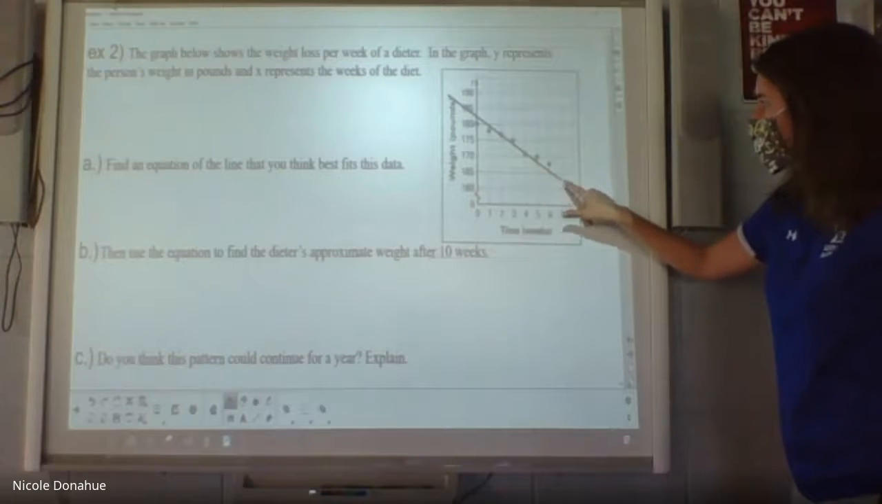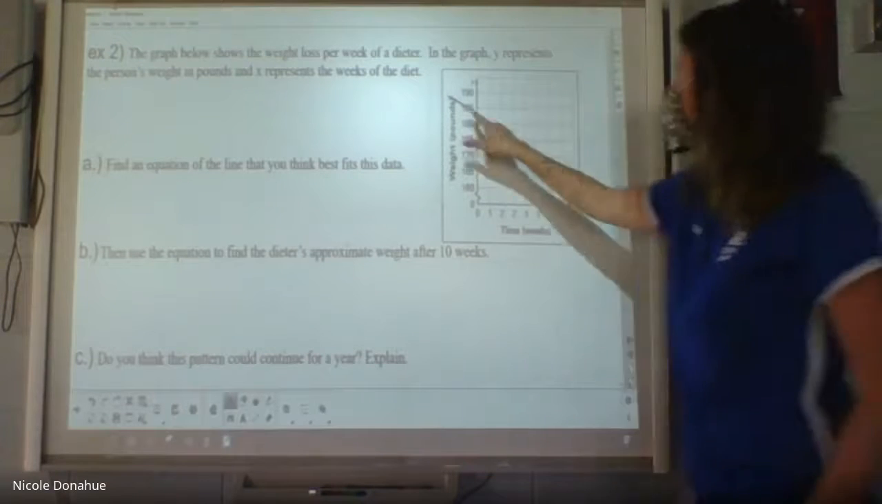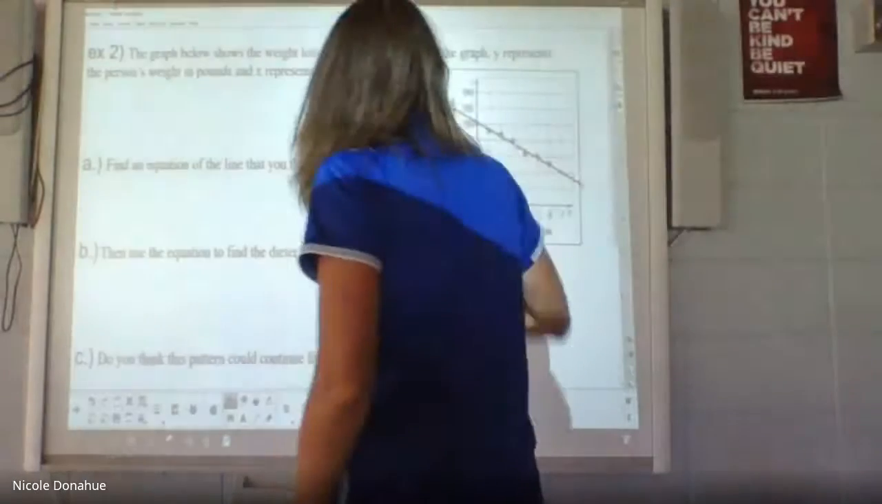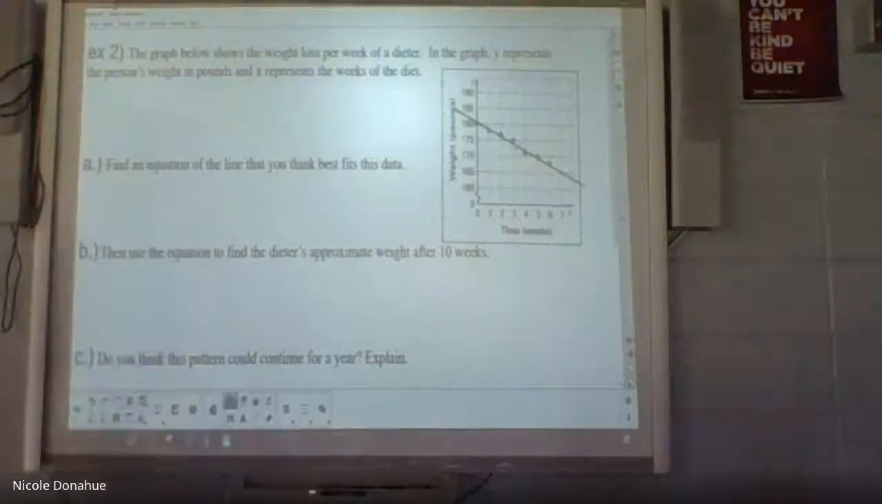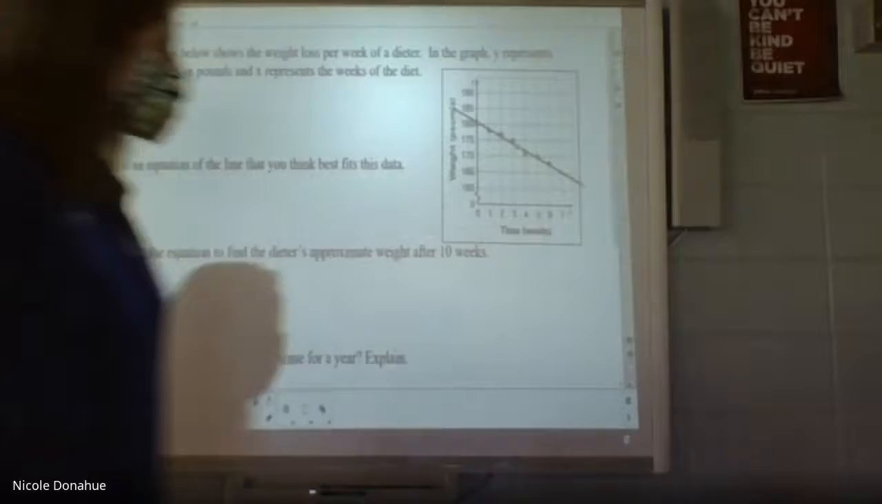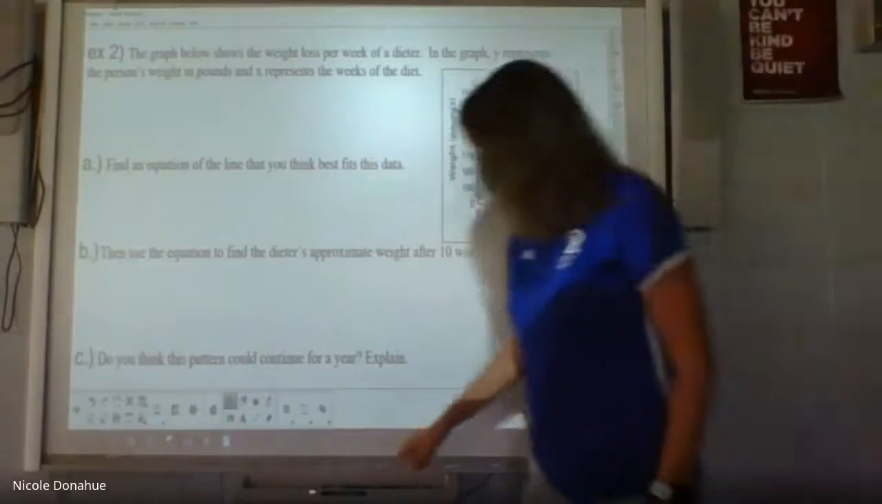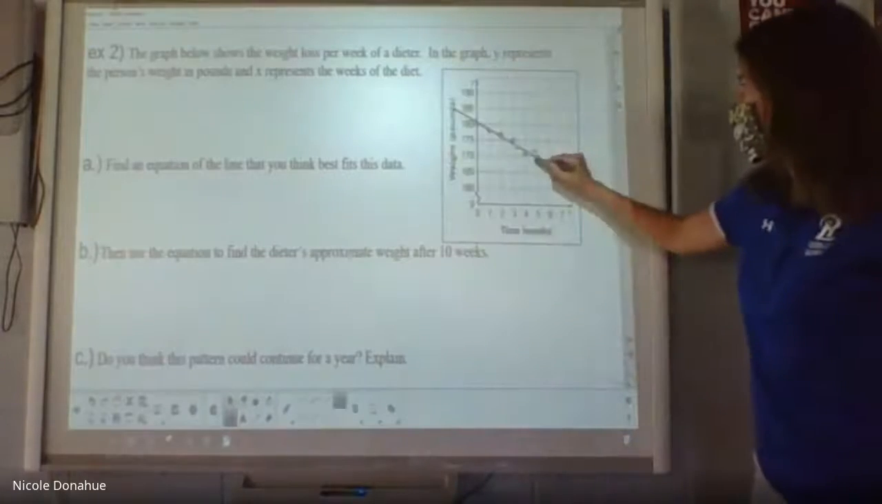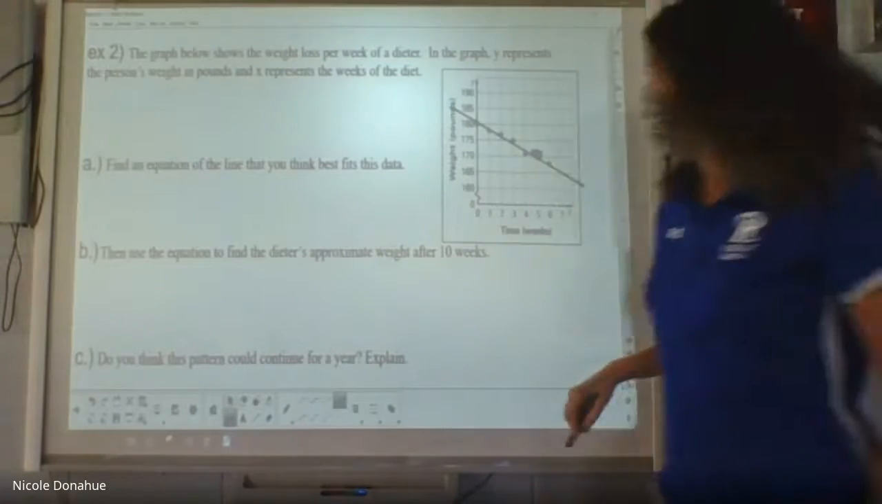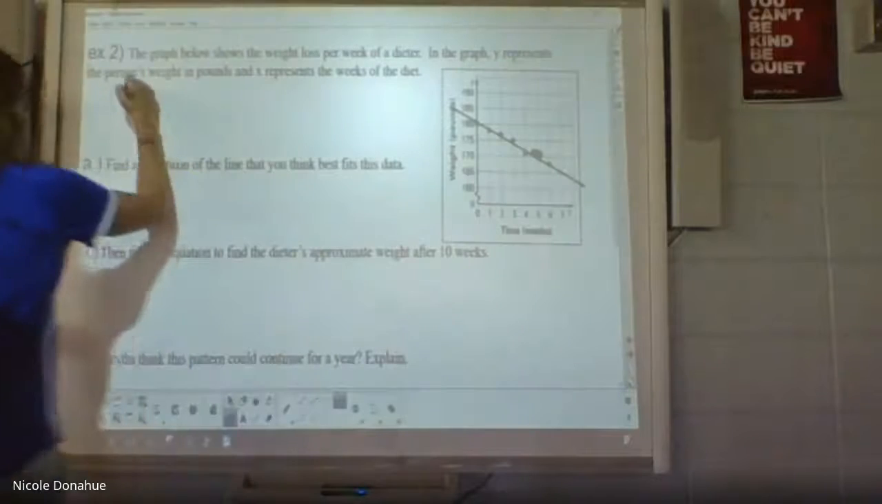Don't move the graph. That's pretty good. It's hitting a lot of points there. Kind of draw a straight line through the data. And we're going to pick a couple points that look good to use. Right away, the point at 5 weeks jumps out at me because it's a nice whole number. 5, 170.